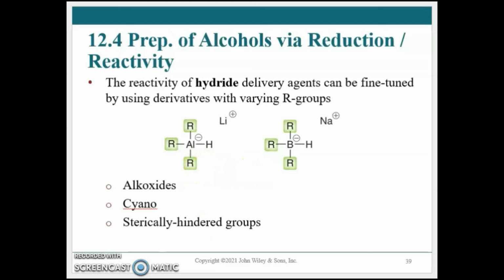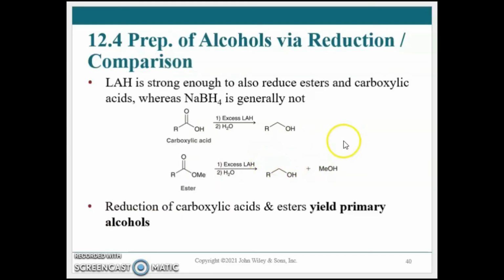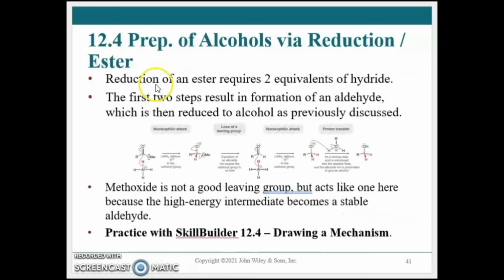with lithium aluminum hydride. So we looked at catalytic hydrogenation, which is not going to be selective, and will reduce our alkenes. Lithium aluminum hydride is strong enough to also reduce esters and carboxylic acids, whereas sodium borohydride generally will not. When we reduce a carboxylic acid or an ester, we're going to produce the primary alcohol. Now, in the case of the ester reduction, we're going to require two equivalents of the hydride.